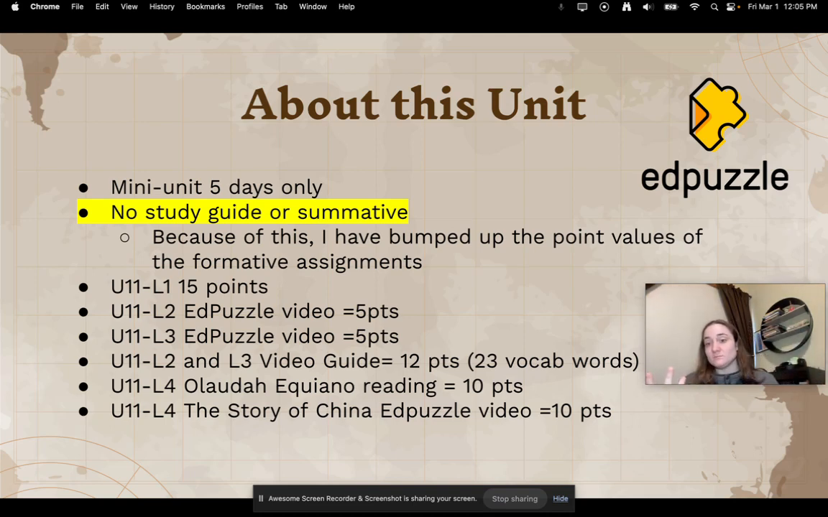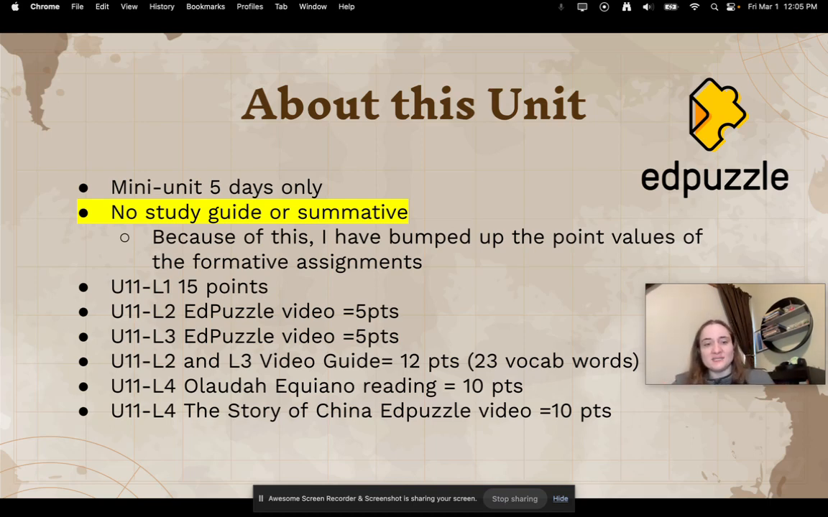So for example, L1, that was worth 15 points. L2, which is this video right now, and also the next video, L3, are going to be worth just the normal 5 points. But there's a video guide that goes with it. So make sure you are filling out the video guide as you are watching this video and the next video. And that video guide is worth 12 points. There's 23 vocab words, so kind of divide that by half. It'd be about 12 points.